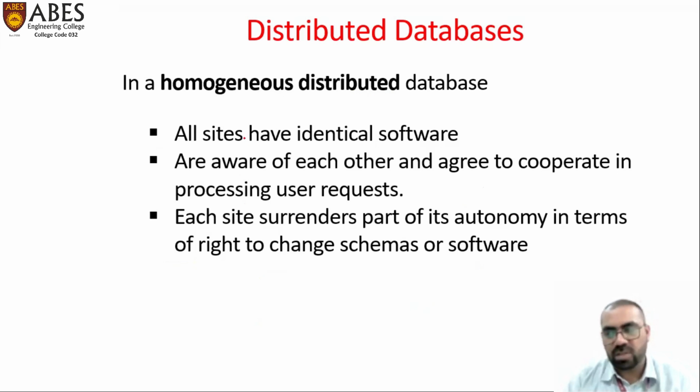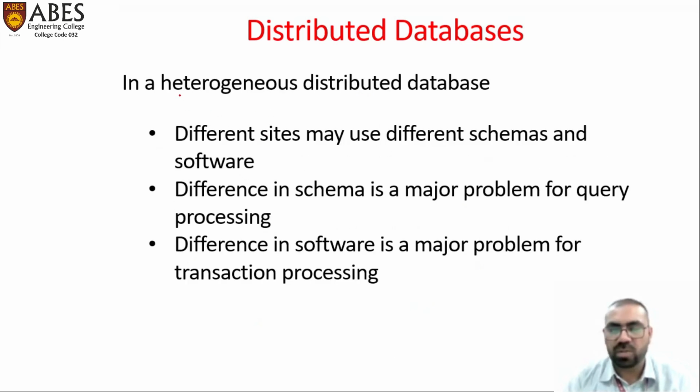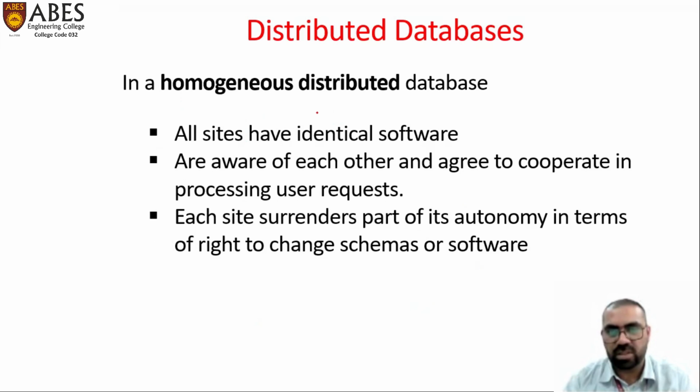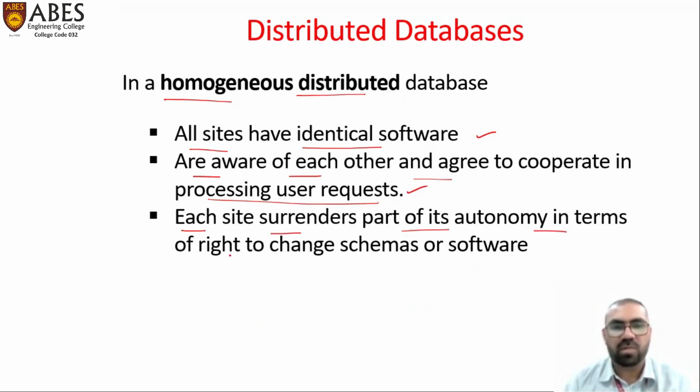Now we have two types of database: first is a homogeneous database, another is a heterogeneous database. When we talk about a homogeneous distributed database, all sites have identical software. They are aware of each other and agree to cooperate in processing user requests. Each site surrenders part of its autonomy in terms of the right to change the schemas or the software. So they are working in a homogeneous, or similar, manner.